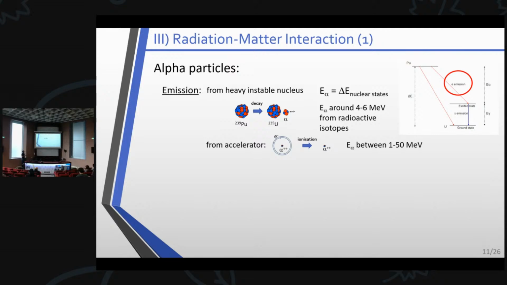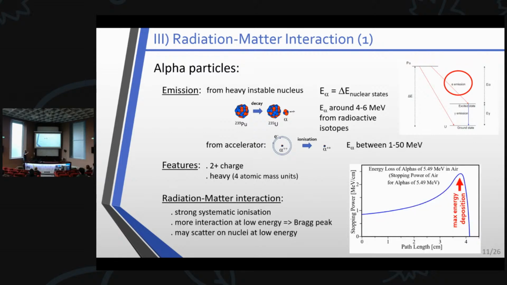There is another process. We can just take helium, remove 2 electrons, and then we obtain an alpha particle, because it's only the nucleus of the helium atom. Depending on the size of your accelerator, you can obtain energy from, let's say, 1 to 50 MeV. So the feature of this particle is its charge, it's 2+, and it's considered a heavy particle compared to other radiation because it has 4 atomic mass units.